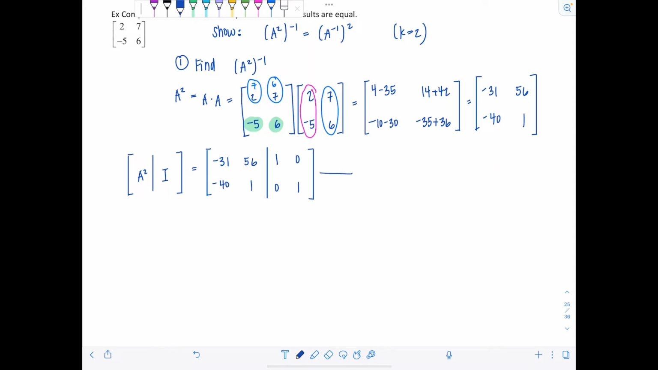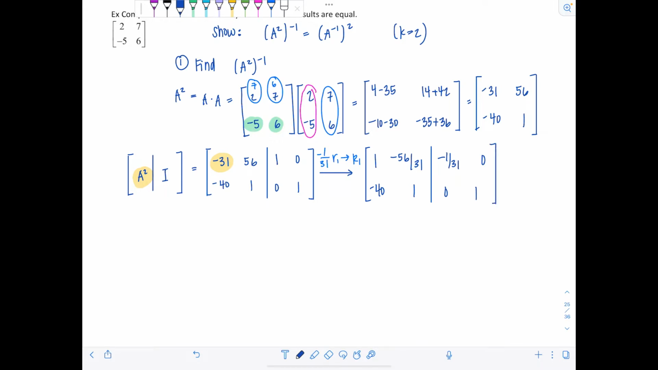And then time to transform. So this needs to become the identity matrix. So starting off, I'm going to make this top left entry a 1. Ooh, how ugly. Okay, so I'm going to take negative 1 over 31 times row 1, and that's my new row 1. And you might say, oh no, I don't like these fractions. Oh well, get over it. You're an advanced math student. You can handle it. So this will be 1, negative 56 over 31, negative 1 over 31, and 0. Okay, see, that wasn't so bad. Negative 40, 1, 0, 1.